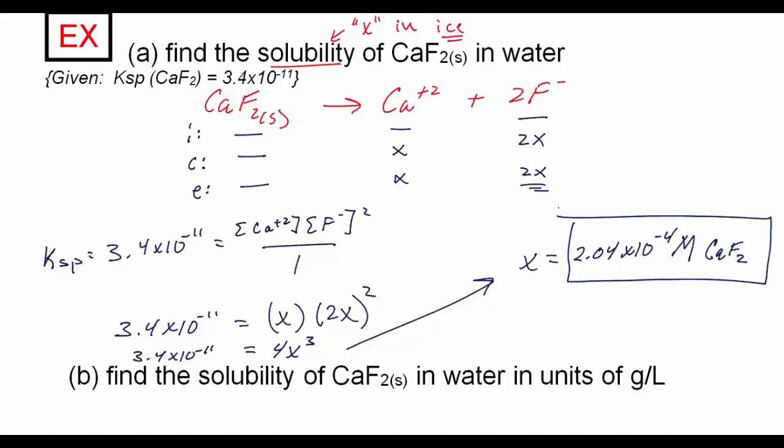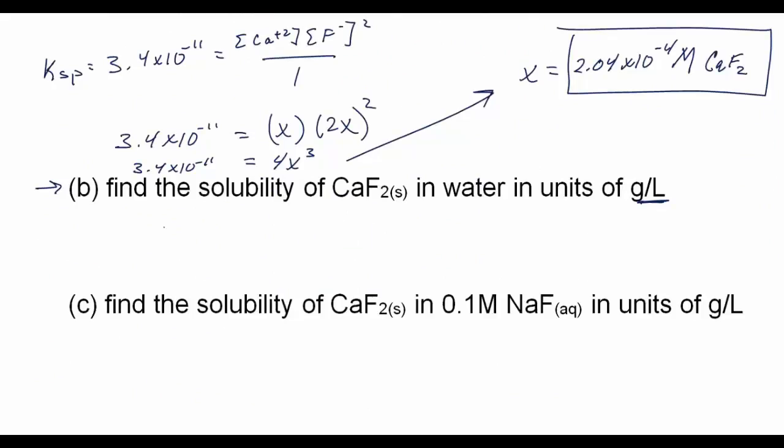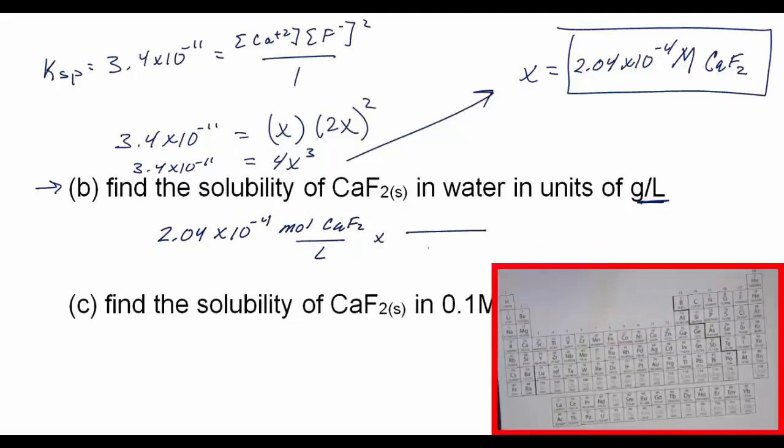Now they want us to just use different units in B here. Find the solubility of calcium fluoride in water, but in units of grams per liter. So we already found it in molar, so let's just do some converting. We're going to have 2.04 times 10 to the negative 4 moles of calcium fluoride per liter. So just take it times the molar mass. In a mole of calcium fluoride, how many grams of calcium fluoride do I have?